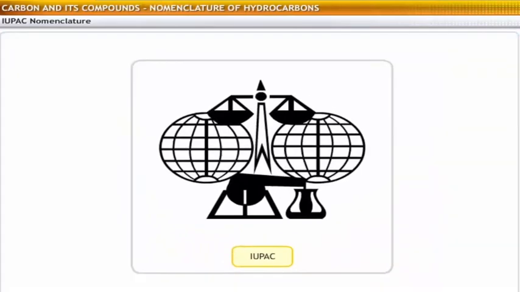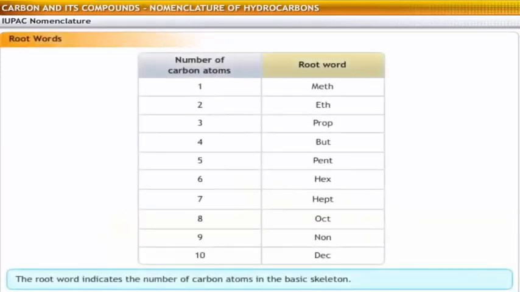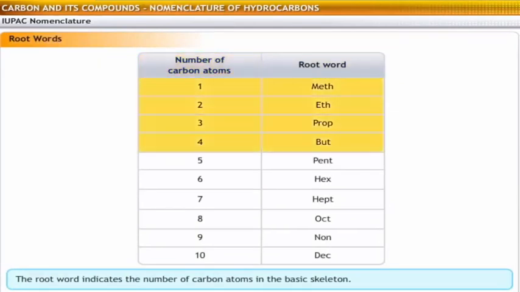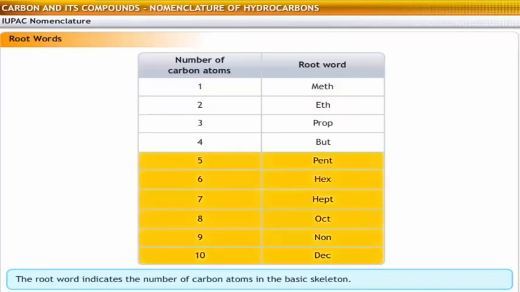According to the IUPAC system of nomenclature, the name of an organic compound consists of a root word, a suffix, and a prefix. The root word indicates the number of carbon atoms in the basic skeleton. Chains that contain up to 4 carbon atoms have special root words based on their common names. For chains that have more than 4 carbon atoms, Greek number roots are used as the root words.